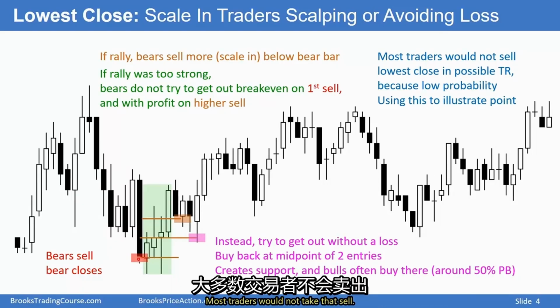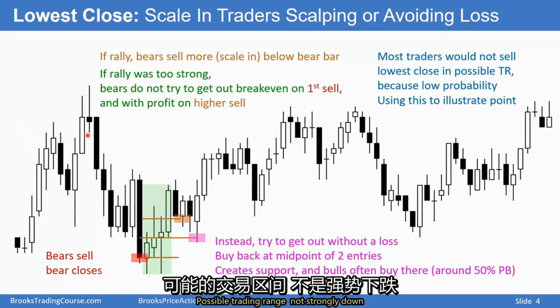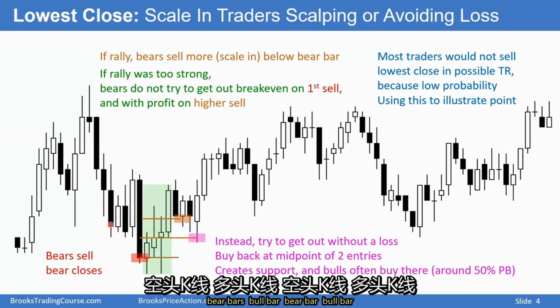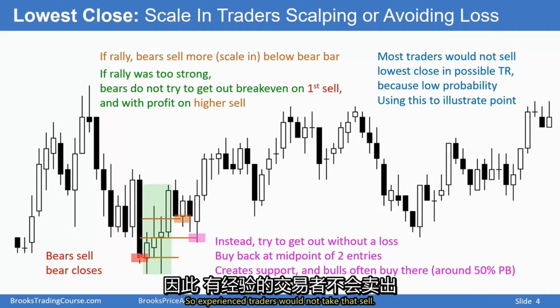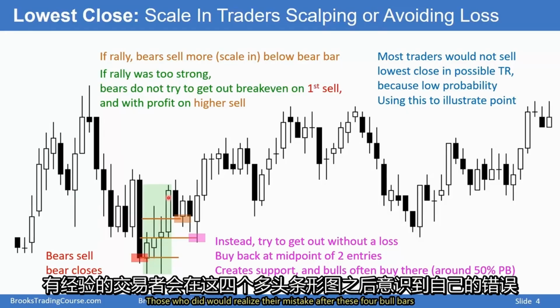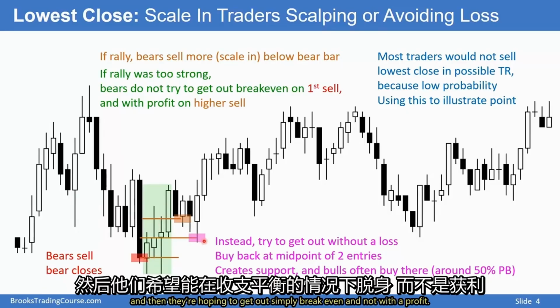Most traders would not take that sell. Possible trading range, not strongly down: bear bars, bull bar, bear bar, bull bar, and then the biggest bear bar, possibly a two-leg trap, leg one, pullback, leg two. So experienced traders would not take that sell. Those who did would realize their mistake after these four bull bars, and then they're hoping to get out simply break even and not with a profit.